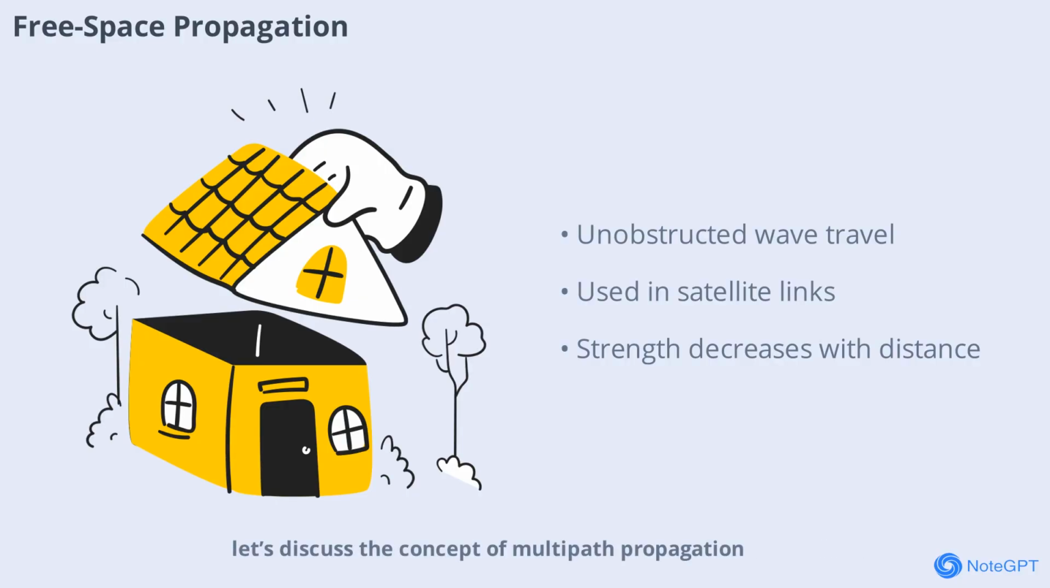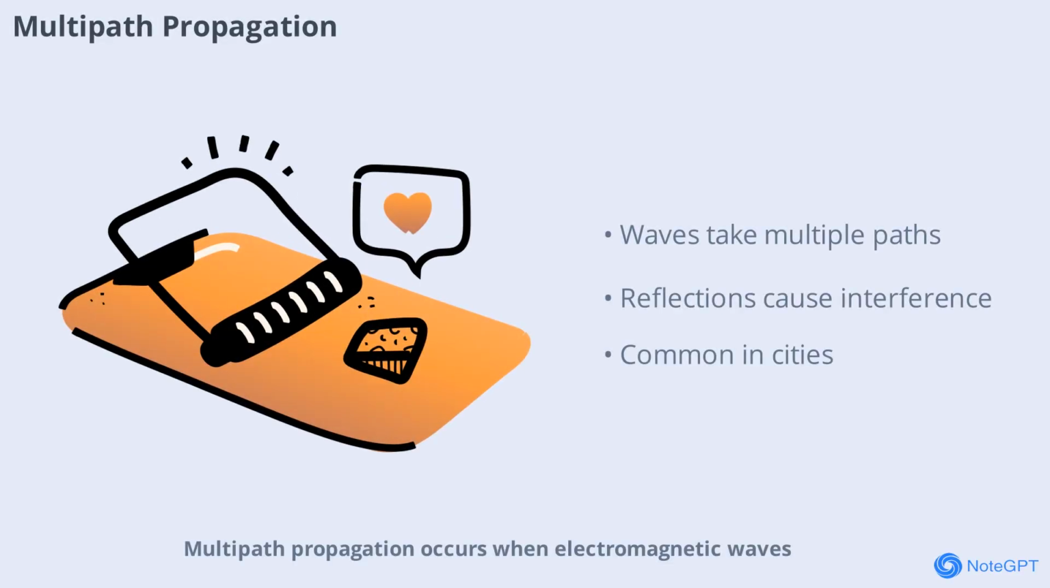Next, let's discuss the concept of multipath propagation. Multipath propagation occurs when electromagnetic waves take multiple paths to reach the receiver, often due to reflections off buildings, terrain, or other obstacles. This can cause signals to arrive at different times, leading to interference and signal distortion. Multipath effects are common in urban environments and can impact wireless communication quality. Engineers use techniques like equalization and diversity to mitigate multipath issues.